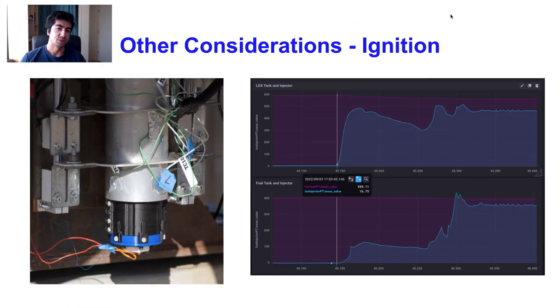So the last consideration I want to talk about is the actual ignition process, right? How do you start this combustion reaction when the propellants are first entering your chamber? What you want to consider here is the timing of your ignition process with the flow of propellants into the chamber. You want it such that right when you first start flowing propellants into the chamber is when you ignite them.